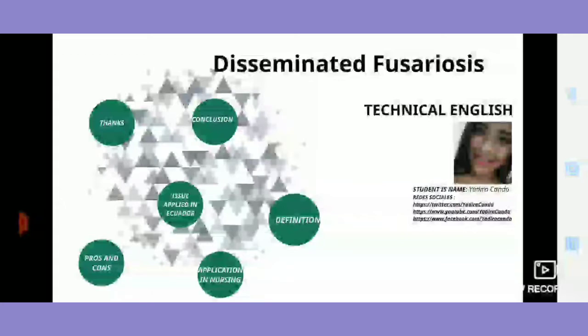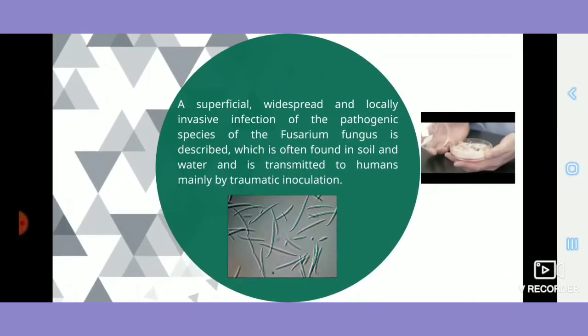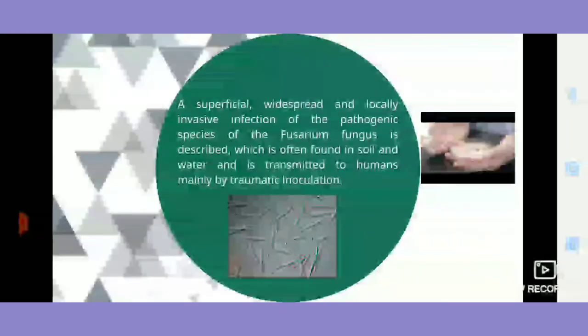My topic is Disseminated Fusariosis. Definition: a superficial, locally invasive infection that spreads, caused by pathogenic species of the Fusarium fungus, which is often found in the soil and the water and is transmitted to humans mainly through inoculation. Continue my video.